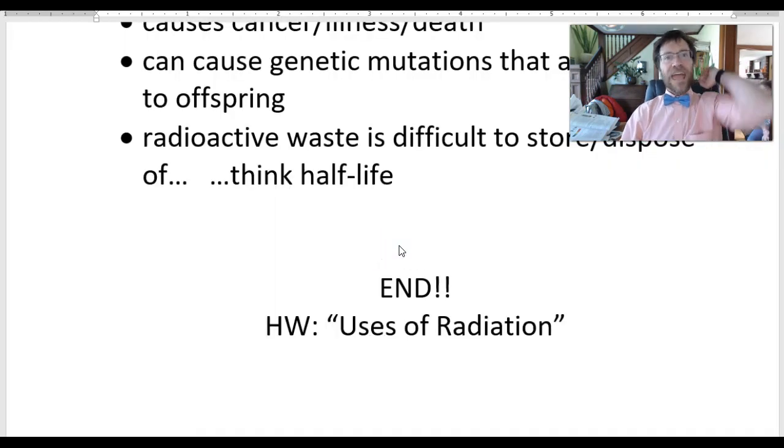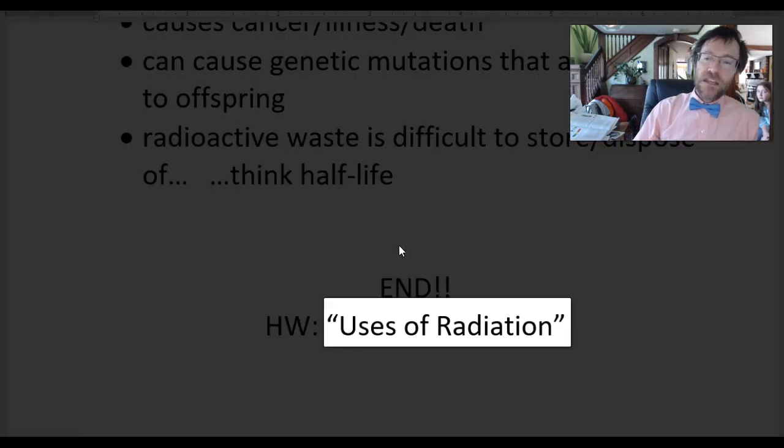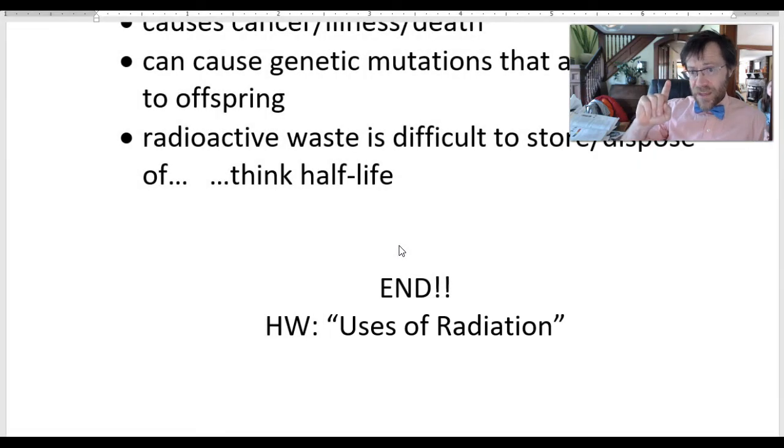Boom! End. Not end of lesson. End of year. Guys, you made it. All you need to do is uses of radiation for homework. And the reading part explains everything. Every radioisotope you'll need to know is also listed in that reading. Do that. Upload it. Last homework lesson.